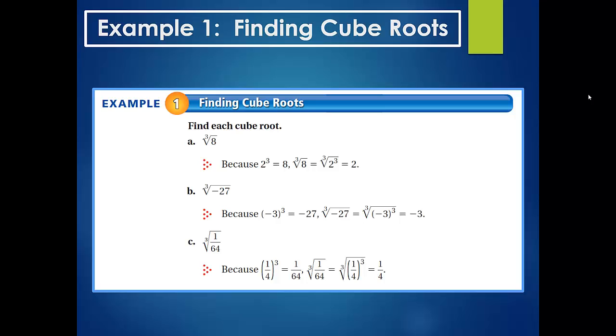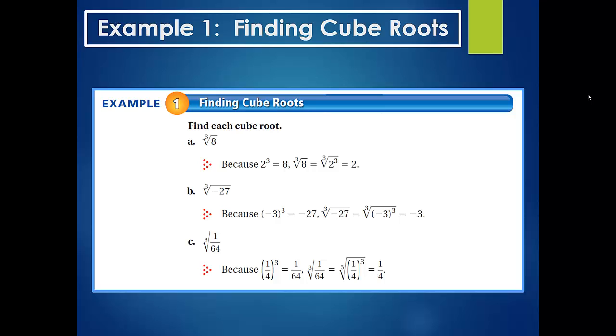For B, we're finding the cube root of negative 27. We want to think of a number that we multiply by itself and then by itself again, and we get negative 27. That number would be negative 3, because negative 3 times negative 3 is 9, and then times negative 3 is negative 27. So the cube root of negative 27 is negative 3.